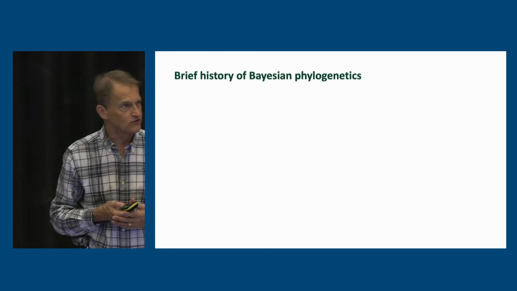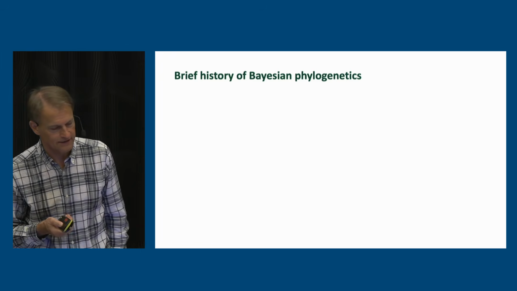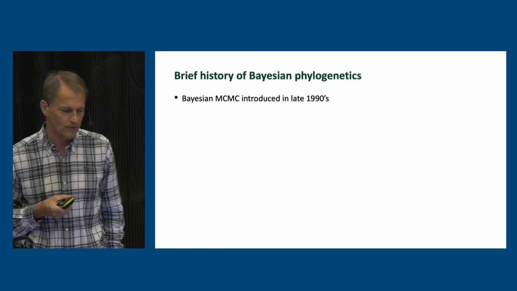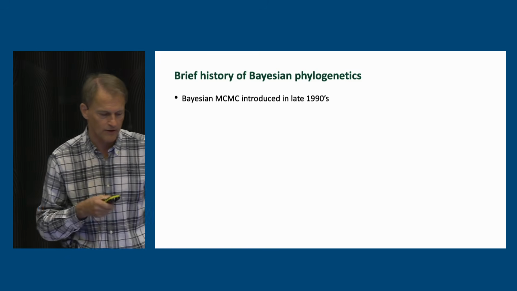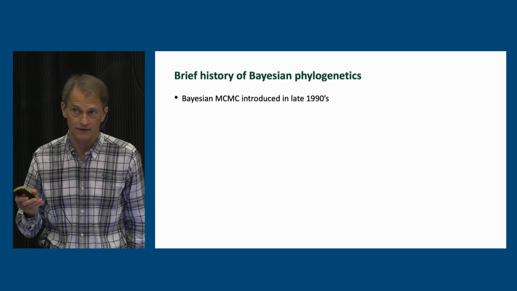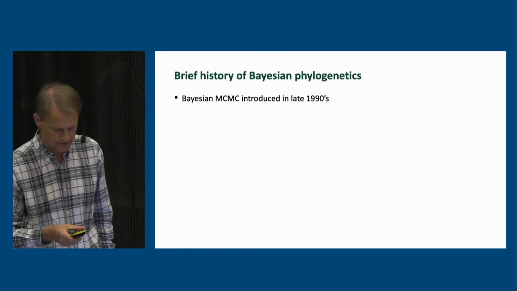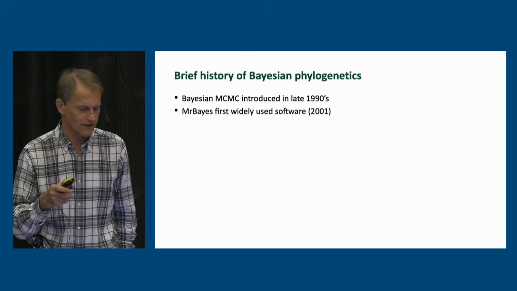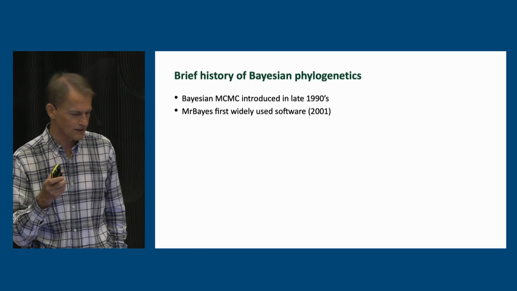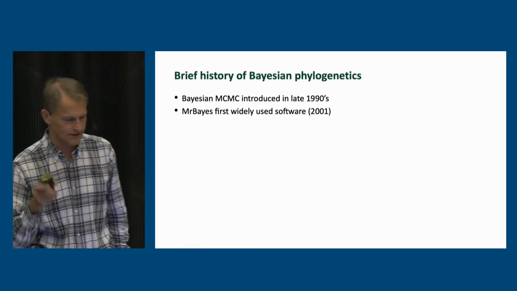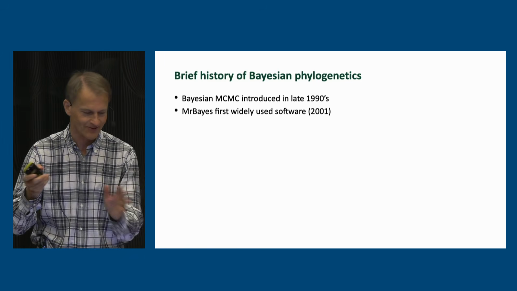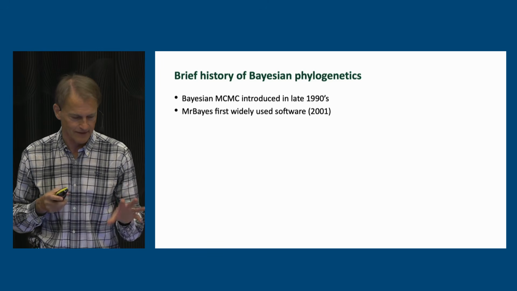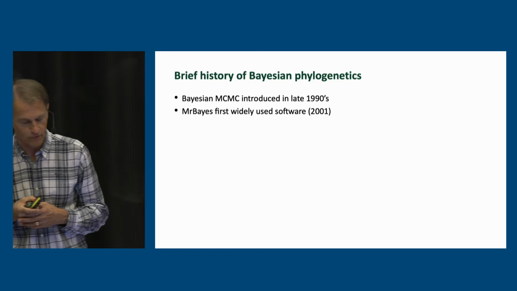So just to give you a brief history of Bayesian phylogenetics, Bayesian approaches and Markov chain Monte Carlo algorithms were not introduced into this field until the mid to late 1990s. And one of the first pieces of software that actually was usable and could do this was MrBayes, and I was fortunate enough to get, for some random reason, drawn into the development of MrBayes right from the start. So I've been working in this field for 25 years now.